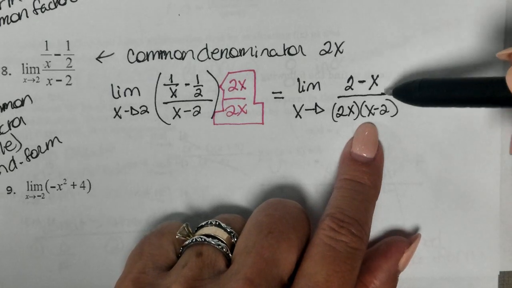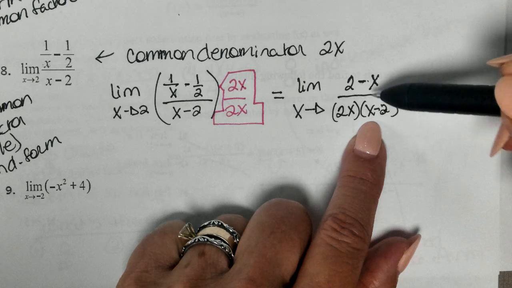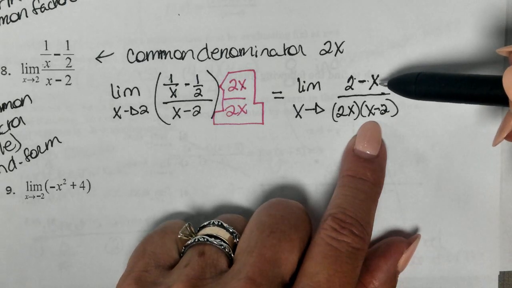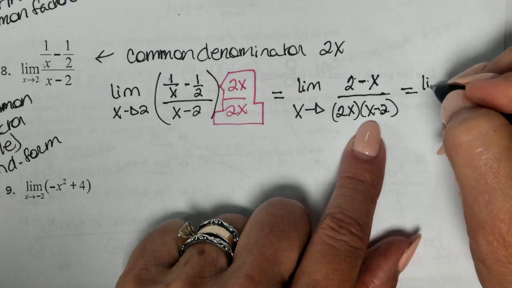Now, these two expressions right here, x minus 2 and 2 minus x, are not the same. This one has a negative x. So what I'm going to do is rewrite this.